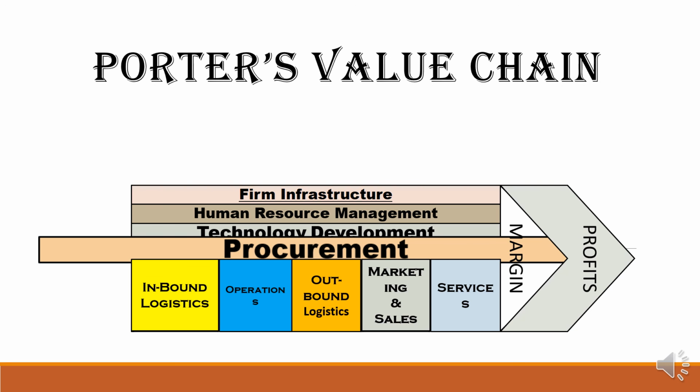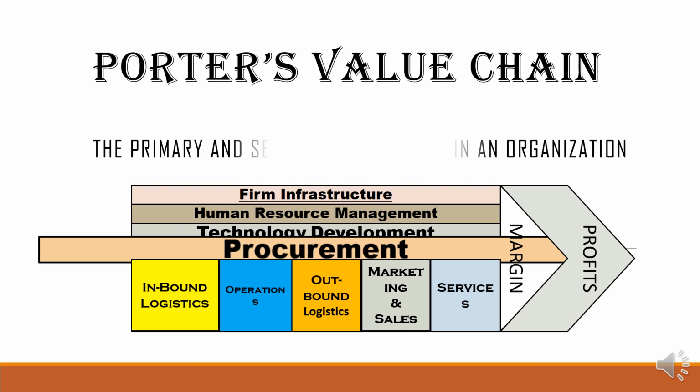So that is how we arrive at Porter's value chain model and how it can help us to create value in the organization. So when the organization interlinks these activities together and coordinates them very well, the organization will be able to achieve its objective of profit maximization, where we have the primary and secondary activities working together.